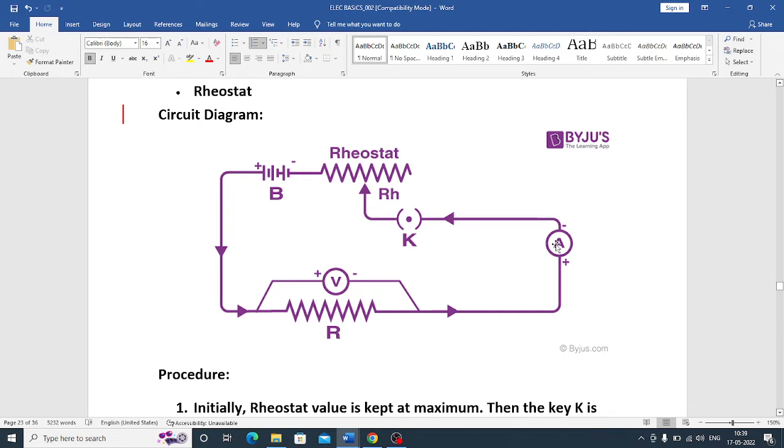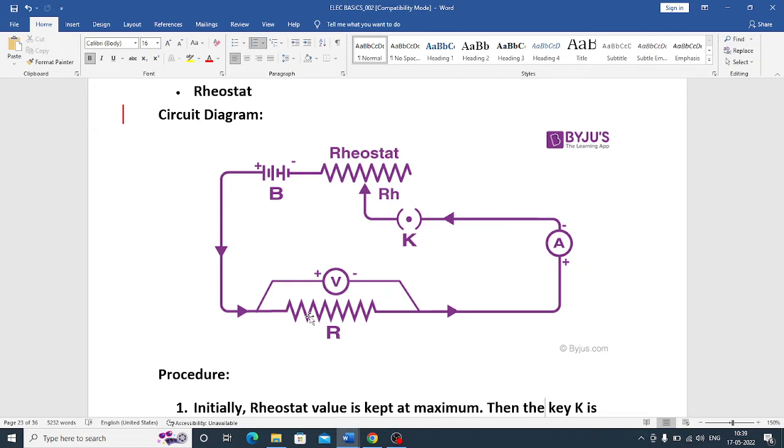Ammeter is always placed in series, voltmeter is always connected in parallel, because the ammeter has to measure current, so it has to be in series in the path. You can connect the ammeter anywhere in the circuit. Voltmeter you have to connect across R only, meaning where you have interest to measure voltage.